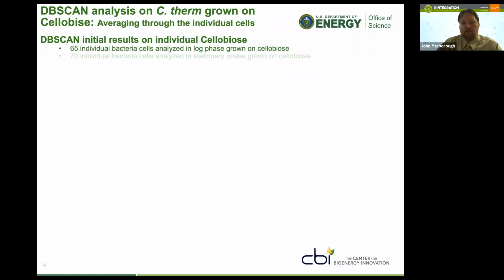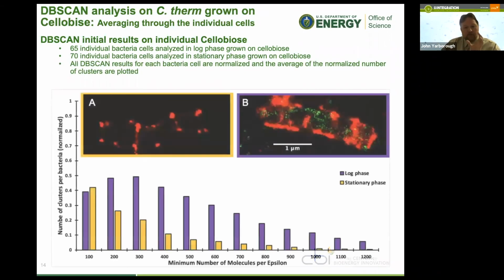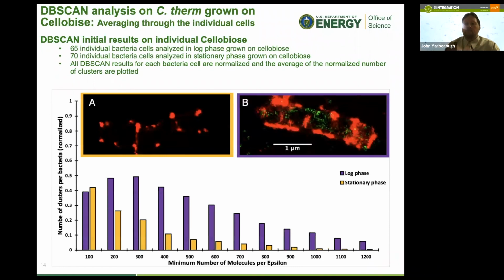If you look at the initial scans on individual cellobiose cells, we looked at 65 individual bacterial cells analyzed in log phase that were grown on cellobiose. We looked at 70 individual bacteria in stationary phase. And clearly we see a difference in the distribution pattern of the cellulosomes on stationary versus log phase, because we're now able to look at multiple bacteria and look at the overall average. This shows an exponential distribution versus this other distribution, and that during stationary phase there are more cellulosomes on that surface.